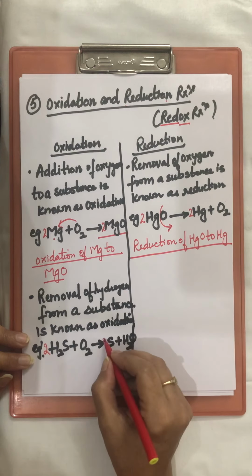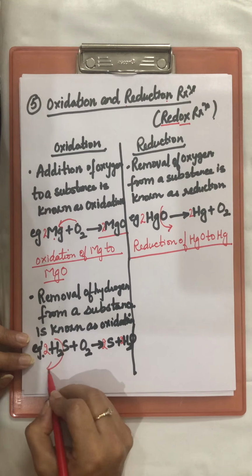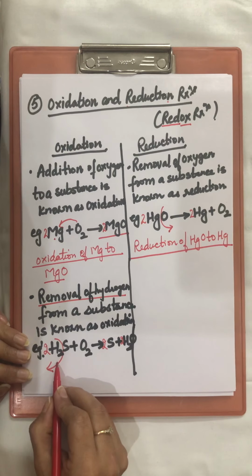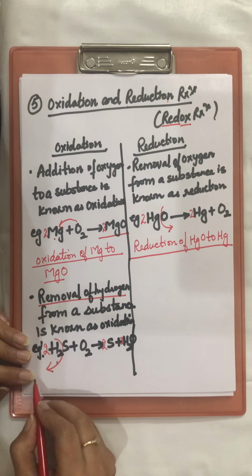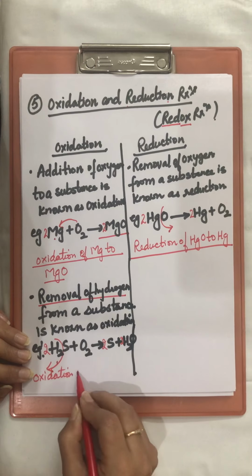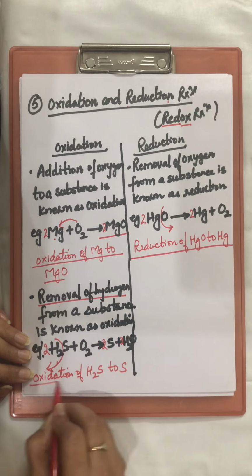Now what has happened in this reaction? From H2S, hydrogen has come out. So removal of hydrogen is there from H2S. That means this is undergoing oxidation. So in this reaction, oxidation of H2S to sulfur is taking place.